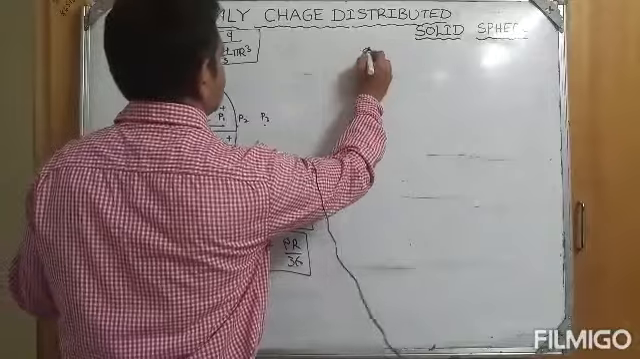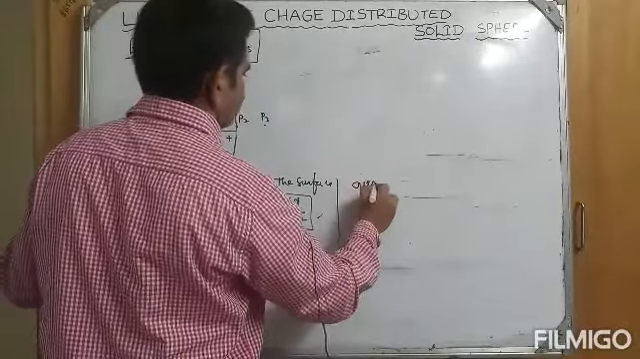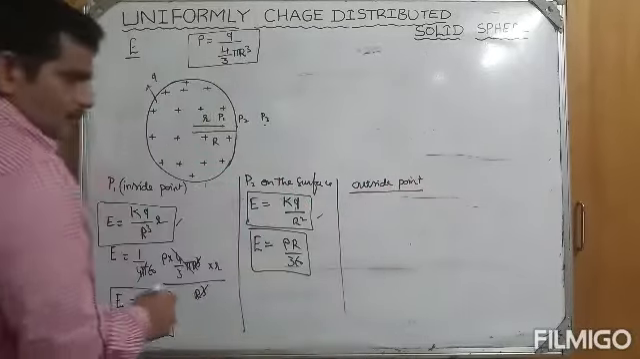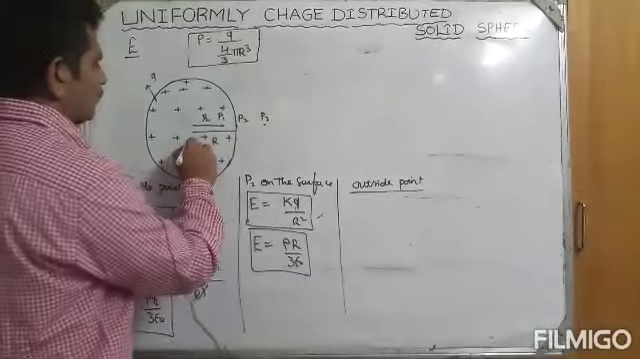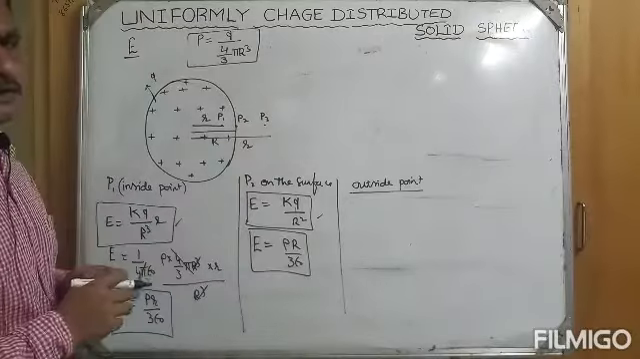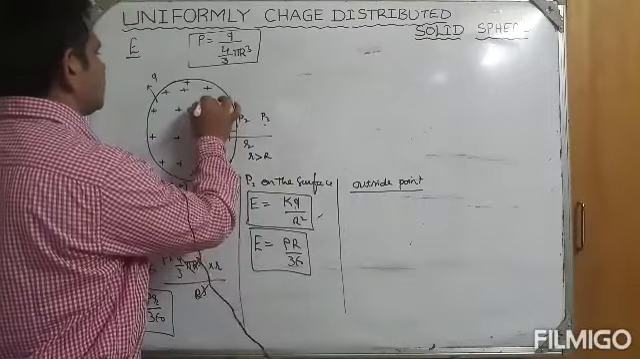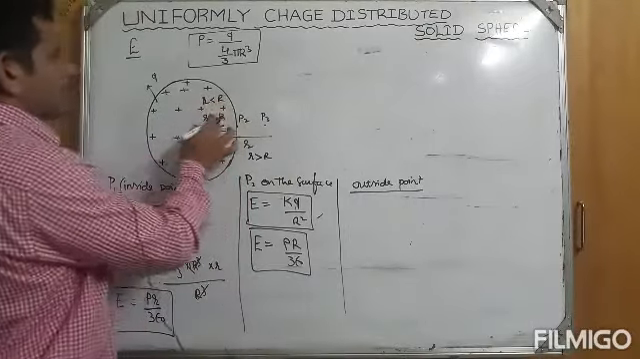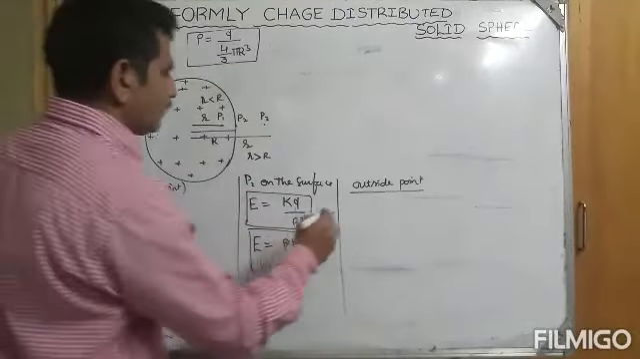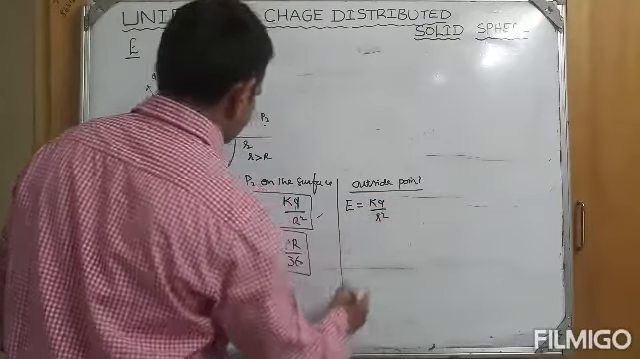Outside point. For the outside point, suppose the distance is small r. R is a variable. This is r greater than capital R, and this is r less than capital R. That is the difference: for the inside point the distance is less than R, and for the outside point the distance is greater than R. So we proved that E equals kq by small r square.